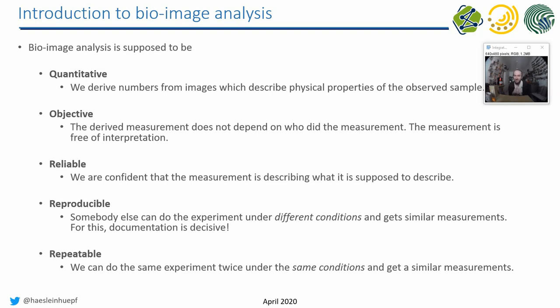That's also reliability, right? We are confident that the measurement the computer gives us has actually something to do with the physical property we wanted to investigate. Reproducibility is a property which comes from documentation of the experiment we are doing, so somebody else can reproduce our experiment, maybe even under different conditions, and get similar results. And repeatability means that we can do the same experiment twice under the same conditions and get similar measurements out.